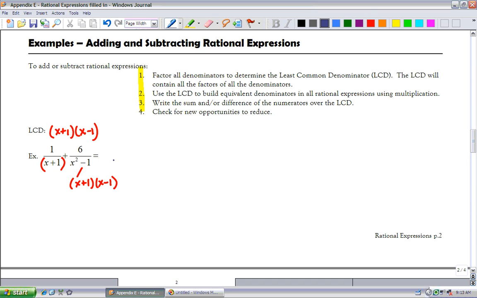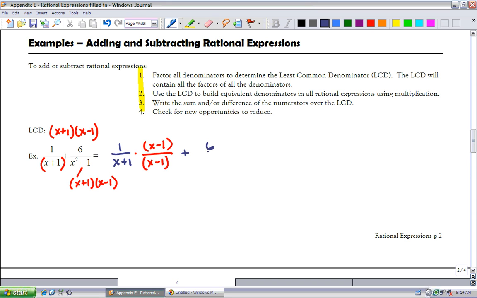Okay? So I'm going to start in with my work here. If you look, the first expression, which is 1 over x plus 1, does not have an x minus 1 in the denominator. So I'm going to put one there by multiplying by x minus 1 over x minus 1. That's essentially multiplying by 1, so it doesn't change the value of that expression, and so we're allowed to do that.